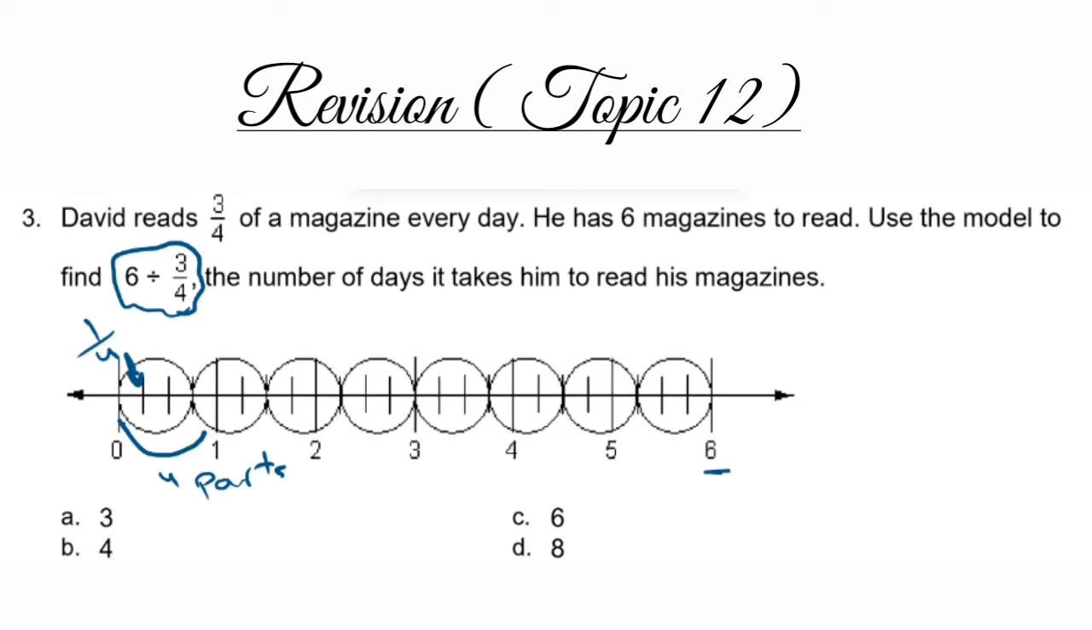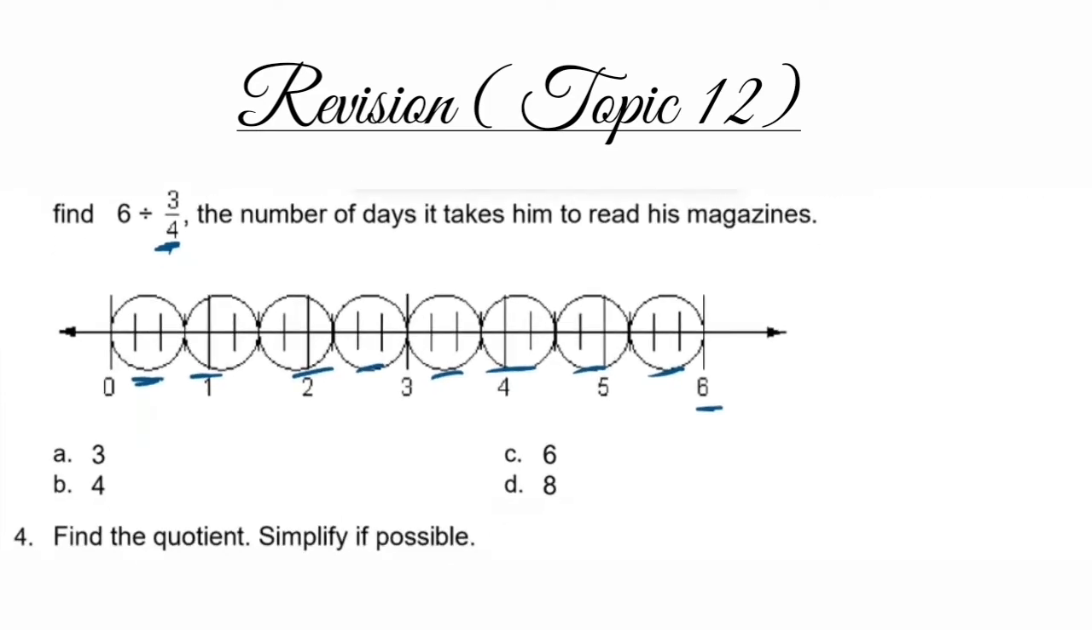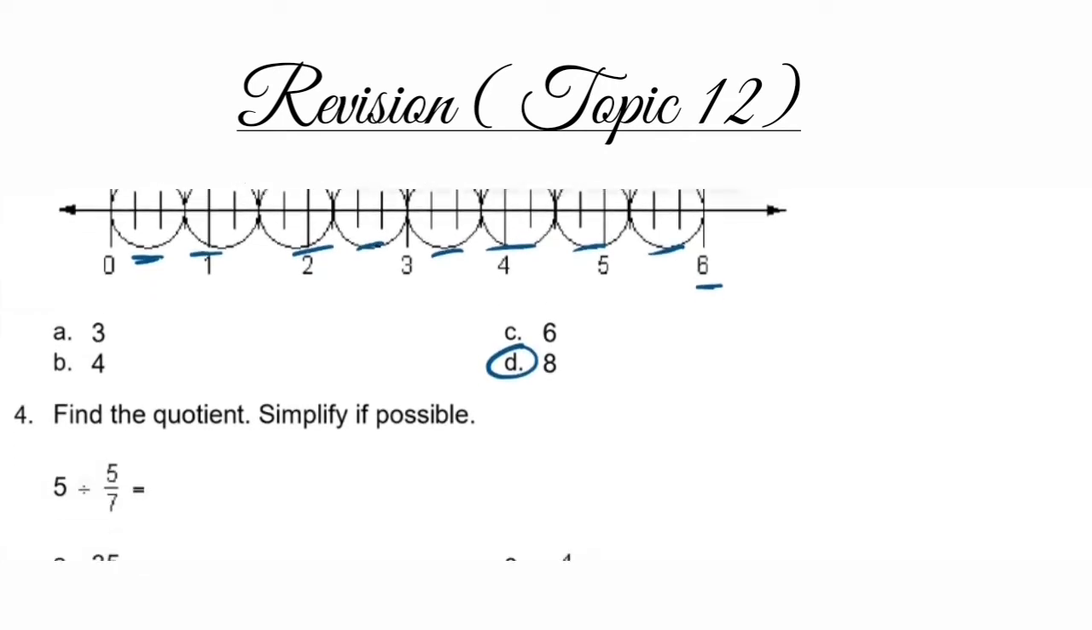And we need to divide by, okay, I'll remove this. We need to divide by 3/4. So 1, 2, 3. This is 3/4. What we should do now is count how many 3/4 are in a whole 6. 1, 2, 3, 4, 5, 6, 7, 8. So we have 8 3/4 in a whole 6. And the answer is D.